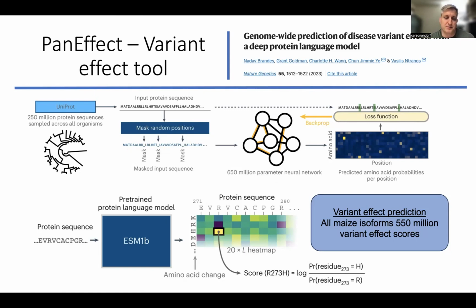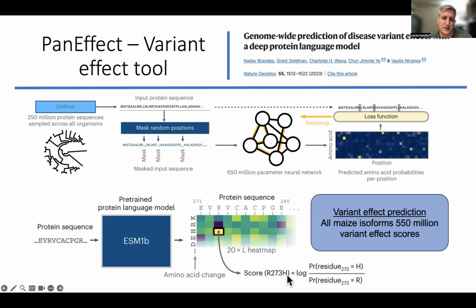It's not as large as some of the LLMs that are out there, but it's a pretty general purpose model where you can do a lot of different interesting things. And one of them is predicting these consequences of variant effects. So what we did is take a protein sequence. In our case, we look at all the protein sequences within the B73 proteome. You run it through this ESM model, and what you get is these log ratio scores at each position for all possible substitutions. So in this example, at position 273, there's amino acid R.